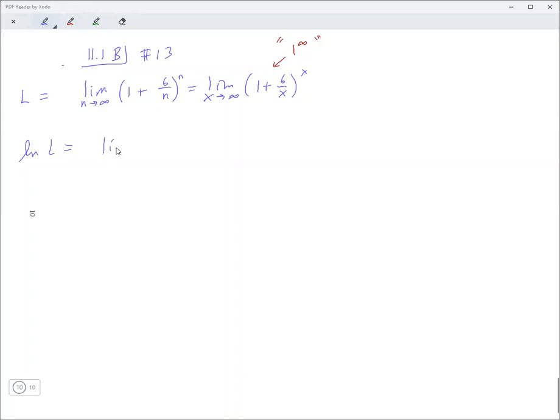And that's going to be the limit as x goes to infinity of the natural logarithm of this. If you take the log of this, then this x comes down out in front like that. And now we have this goes to infinity, but this goes to 0 because log of 1 is 0. And that goes to 0 as x gets larger. So it's infinity times 0 is what that one is.